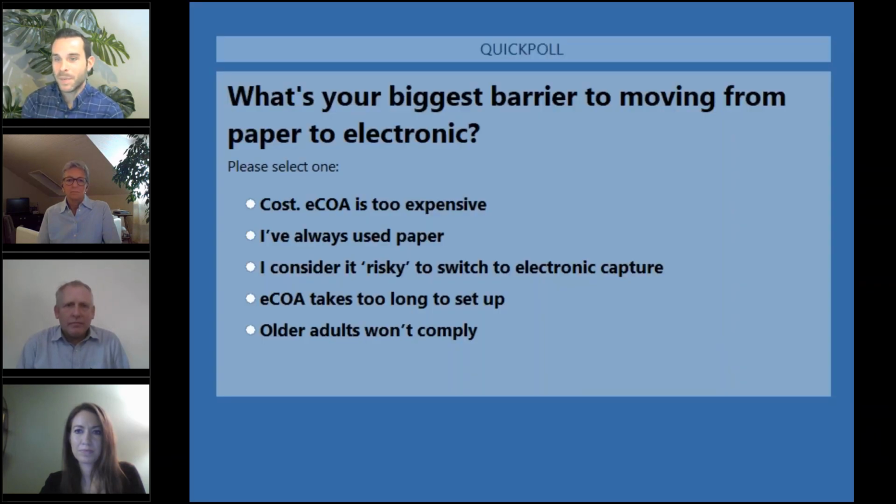What's the biggest barrier that you have when thinking about collecting clinical outcome assessments between paper and electronic? So we put up some of the more common objections that we typically hear at Clario. I greatly wanted a free text option in here, but the software wouldn't support it, because I'm so curious to see if there are others we haven't thought about. But yeah, please chime in, and we'll get the results here in a second.